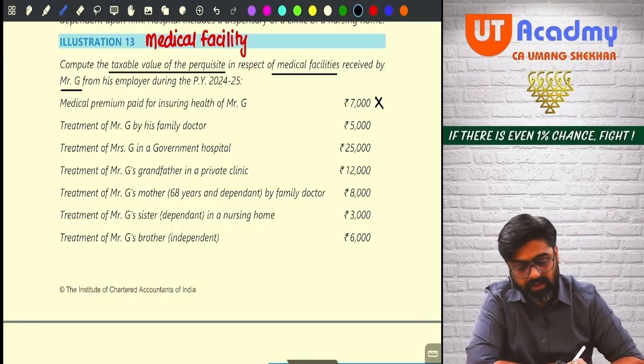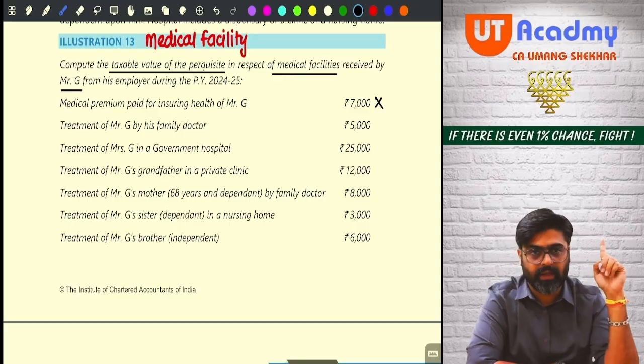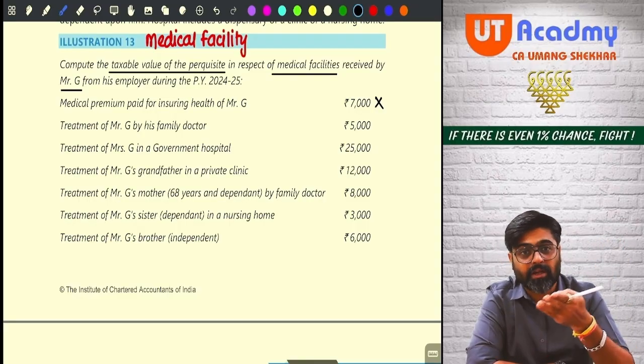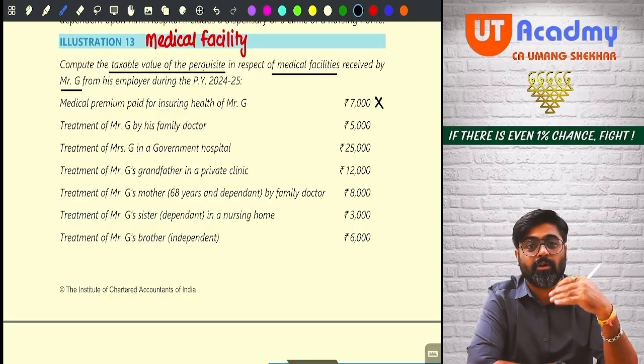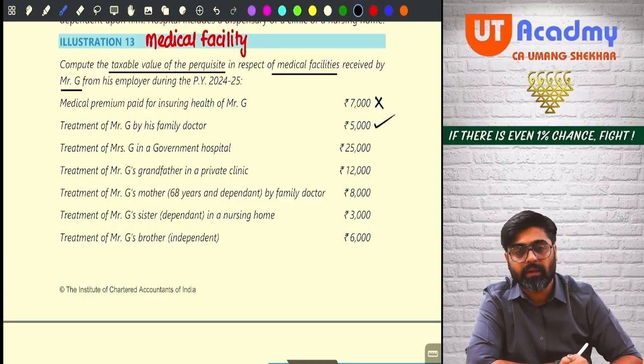Treatment of Mr. G by his family doctor. The treatment must be done in India only, but this treatment is not happening in a government hospital, recognized hospital or employer's hospital. Hence, this benefit given by the employer will be taxable. Yes or no? It will be taxable.